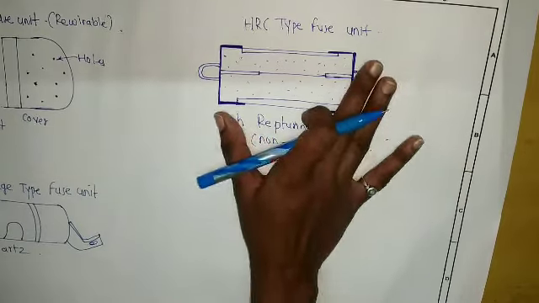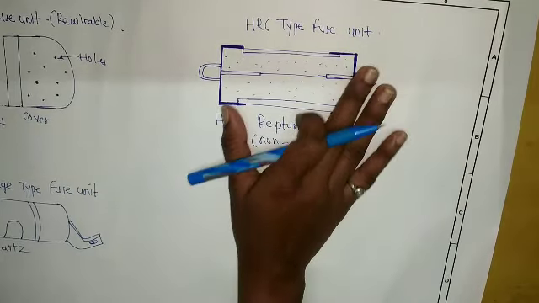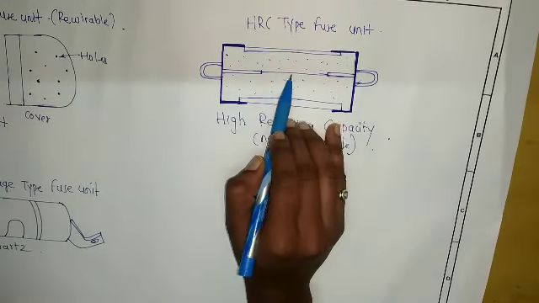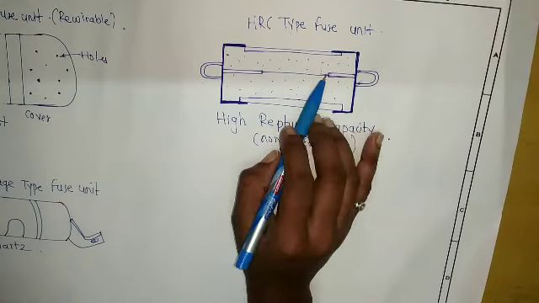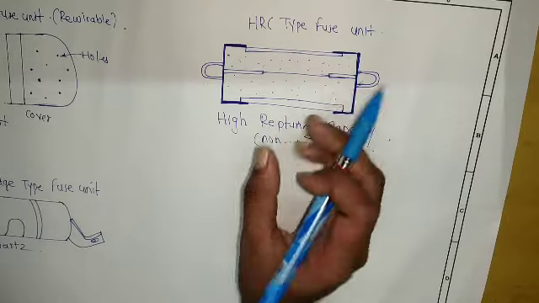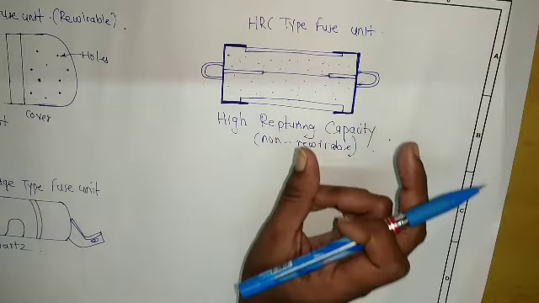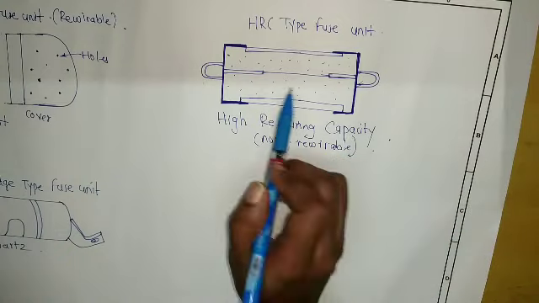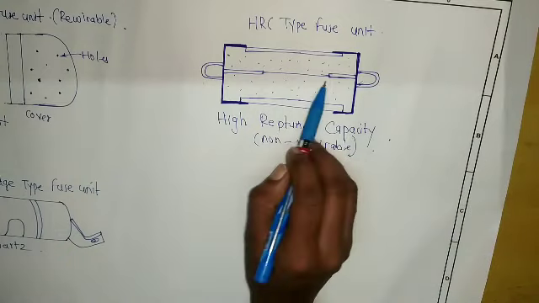So what is the difference in this HRC fuse? The main thing is, whenever heavy current flows due to any fault, this HRC fuse wire will allow that overcurrent to flow for a particular time period, right? There is a certain time period. For that time period, it will allow the flow of overcurrent.